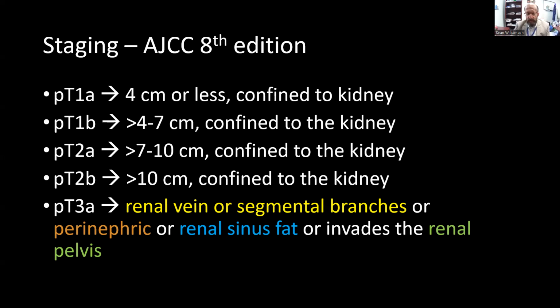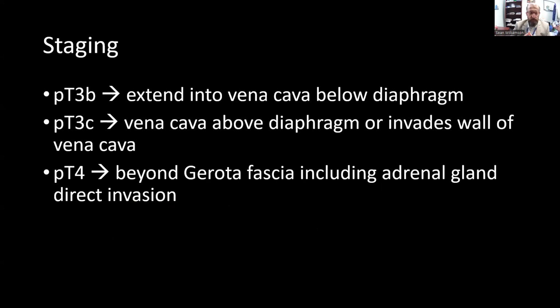So if the tumor invades any of those things, either vein branches, the tissue outside the kidney, the tissue inside the kidney, or this pelvis, which is the collecting system that collects the urine, it's considered a T3a stage, that the cancer has involved something other than just the kidney. And then the stages higher than that, T3b or T3c, depend on involving larger blood vessels that are even further outside the kidney.